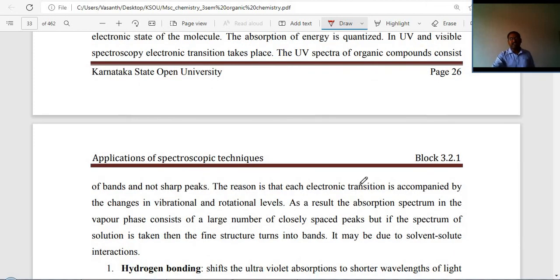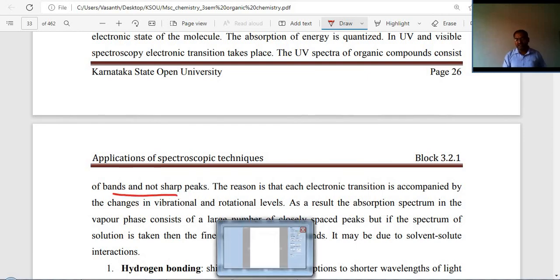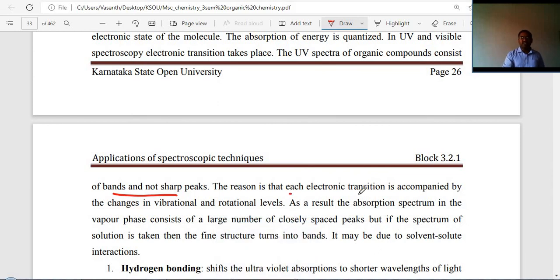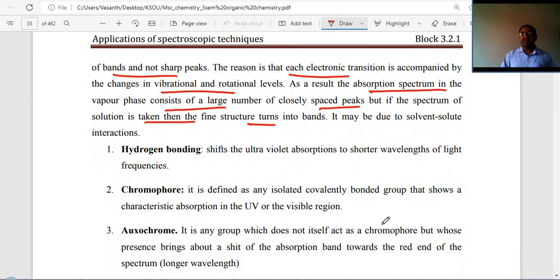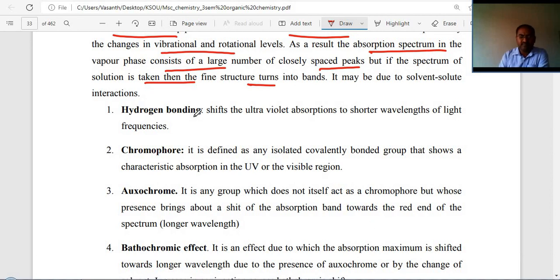The UV spectra of organic compounds consist of bands and not sharp peaks. The reason is that each electronic transition is accompanied by changes in vibrational and rotational levels. As a result, the absorption spectrum in the vapor phase consists of a large number of closely spaced peaks. But if the spectrum is taken in solution, then the fine structure turns into bands. It may be due to solvent-solute interactions that hydrogen bonding shifts the UV absorption to shorter wavelength.